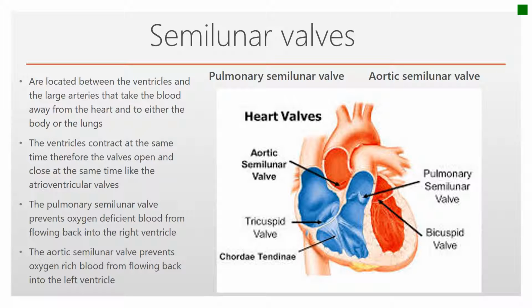Now we'll talk about the semilunar valves. They're located in between the ventricles and the large arteries that take blood away from the heart to the body or the lungs. So that's the pulmonary artery or the aorta. The ventricles contract at the same time, therefore the valves open and close at the same time, just like the atrioventricular valves. The pulmonary semilunar valve prevents oxygen-deficient blood from flowing back into the right ventricle, so that's that one here. It's going to stop the blood from flowing back in. And then the aortic semilunar valve is found over here, and it's going to stop the blood from flowing back into the left ventricle.